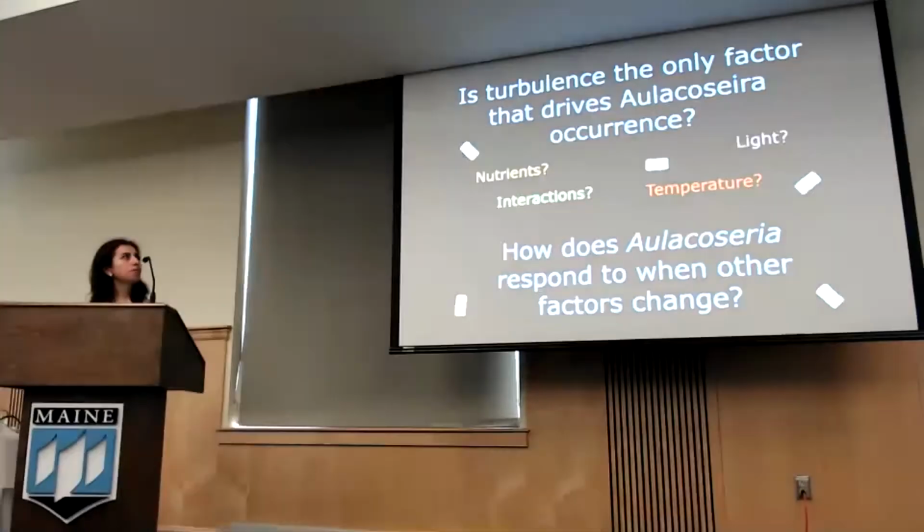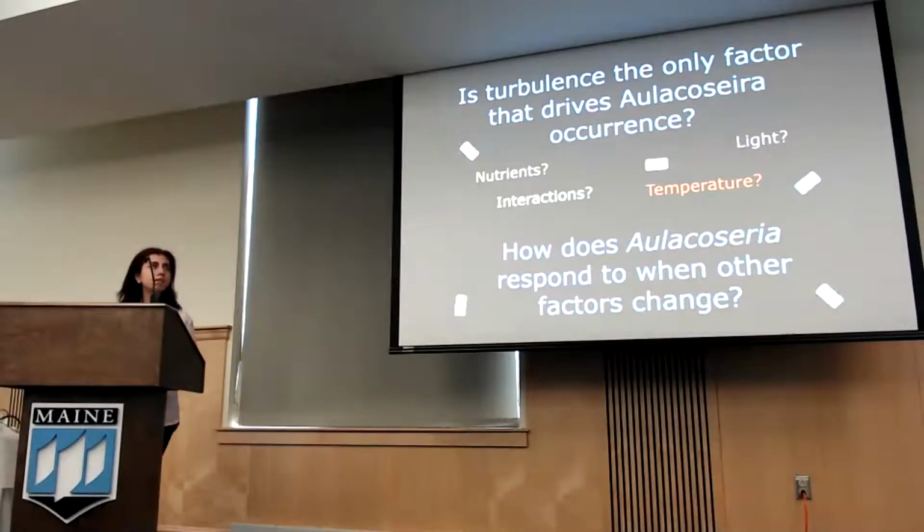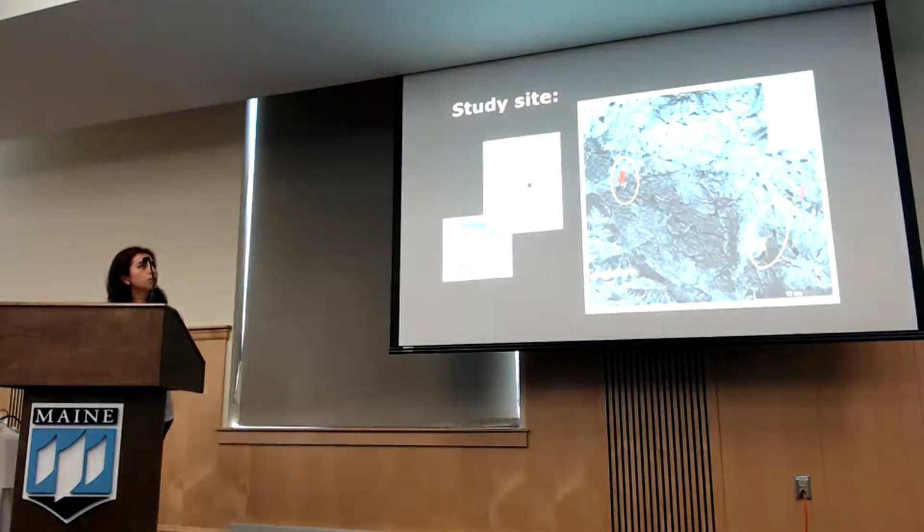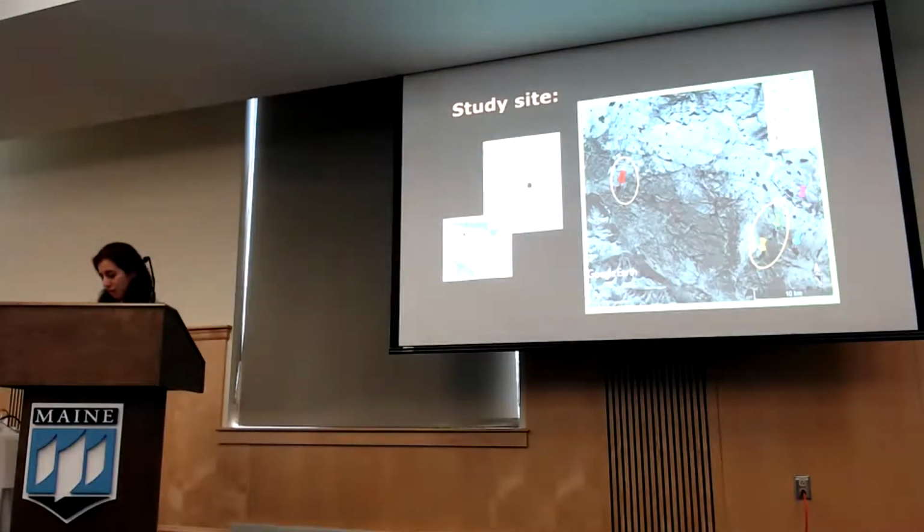So if we have a clear idea about how Aulacoseira respond to mixing, but also other factors, we can understand if turbulence is the only or the main factor that determines the presence of Aulacoseira in the lakes. And we can also determine if Aulacoseira presence in a lake is affected by other factors like temperature or light. So to answer these questions, in my fieldwork in Montana, I sampled 3 lakes, 2 alpine lakes and 1 subalpine lake. Basically, the alpine lakes are Beauty and Beartooth, and the subalpine lake is Kersey.